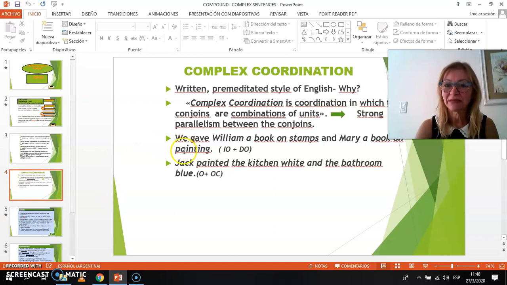We gave William a book on stamps and Mary a book on painting. So the structures are exactly the same: indirect object and direct object. Or, for example, in the second case, Jack painted the kitchen white and the bathroom blue. Both complements after the verb are an object and then an object complement. Yes?